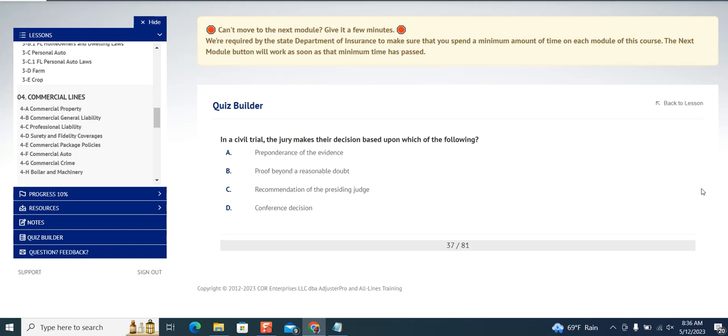In a civil trial, the jury makes their decision based upon which of the following? B, proof beyond a reasonable doubt. Civil trial. What are the different types of trials? You've got civil trial and you've got, what is it? I'm pretty sure it's B, but you've got the civil trial, then you've got the trial where I can sue you, then you've got the other type. Oh, we're going to go with this. Is it B?